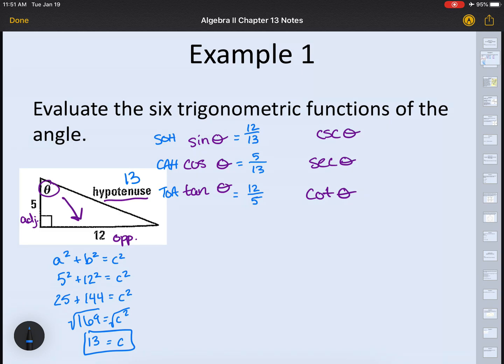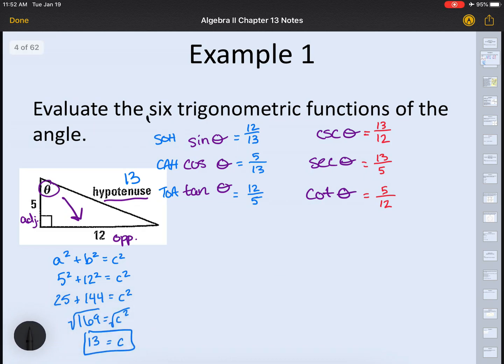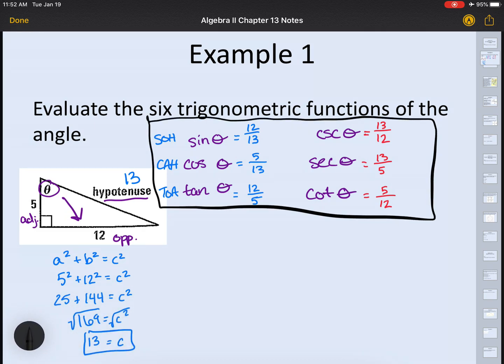Then for the cosecant, we're doing the flip-flops. The flip-flop of sine is our cosecant, so hypotenuse 13 over opposite side 12. Secant was the flip-flop of cosine, so hypotenuse on top over adjacent side 5. And then cotangent was the flip-flop of tangent, or the reciprocal, so 5 over 12, which was the opposite side. So here we have all 6 trig ratios for our given triangle.